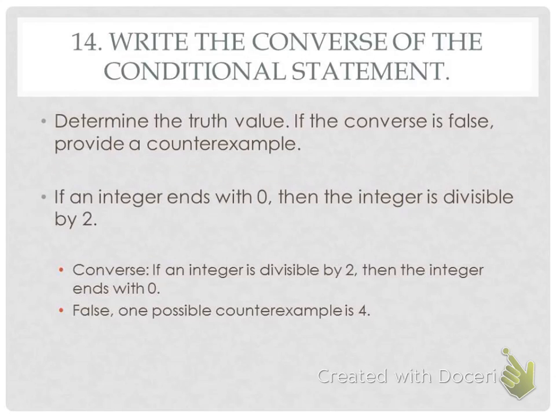Number 14, we want to write the converse of the conditional statement. Determine the truth value. If the converse is false, provide a counterexample. So our conditional is, if an integer ends with 0, then the integer is divisible by 2. Converse, flip the order. If an integer is divisible by 2, then the integer ends with 0.